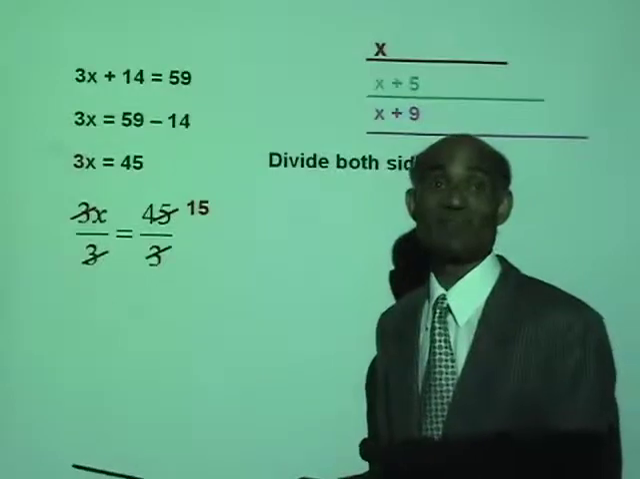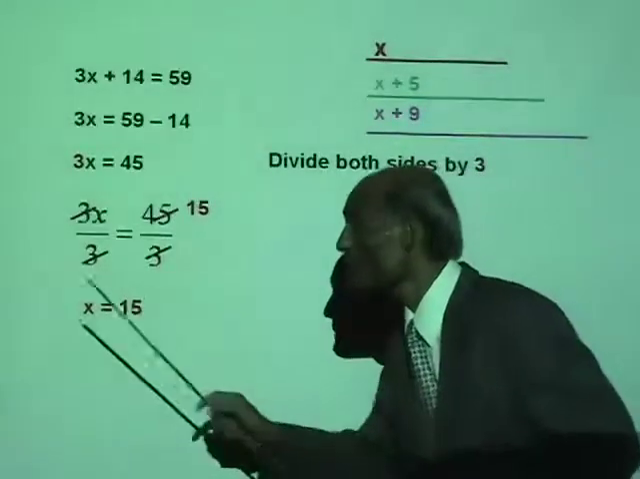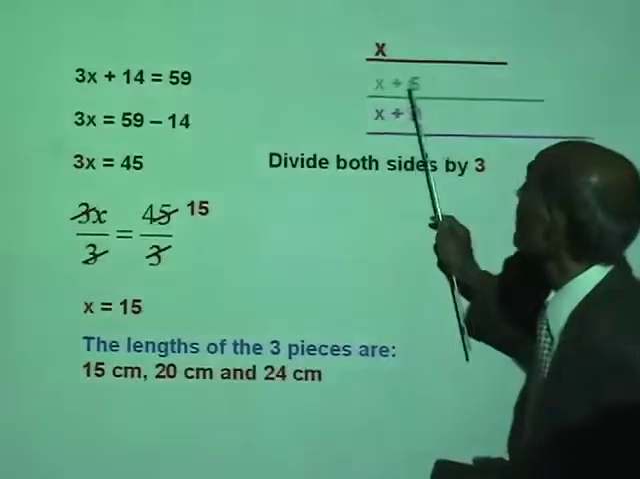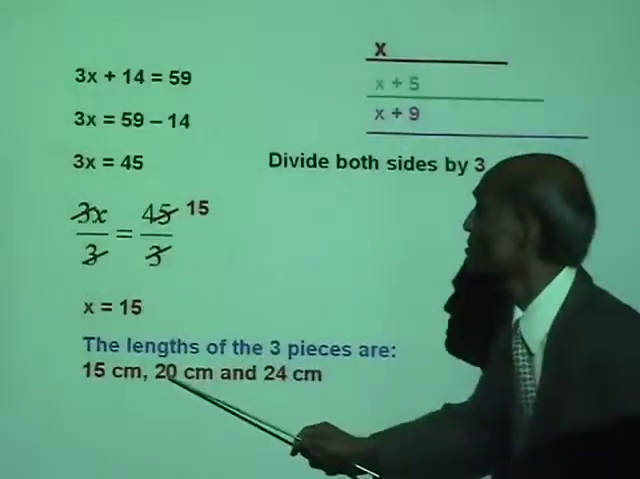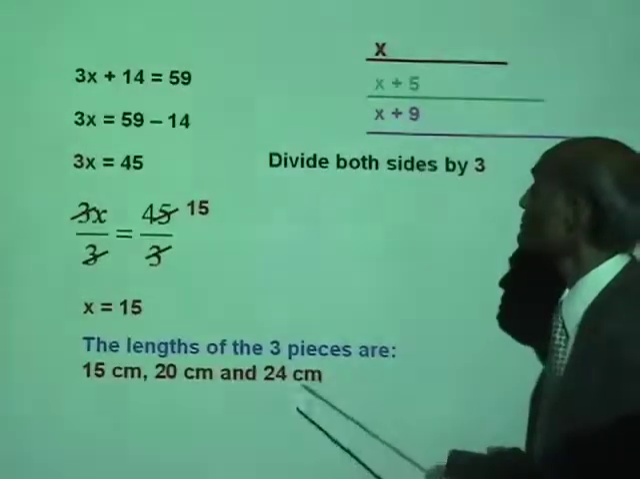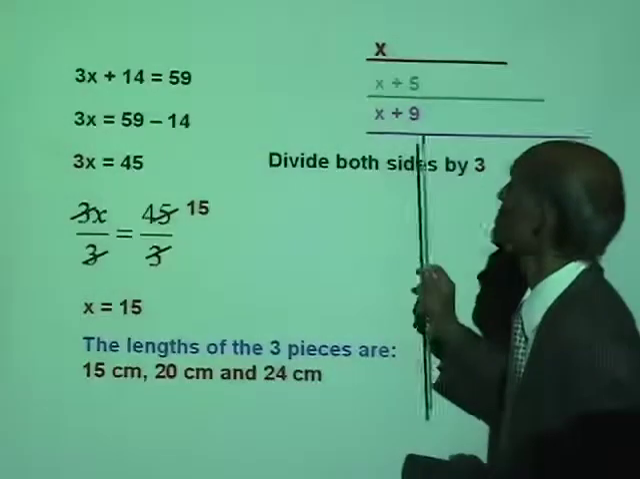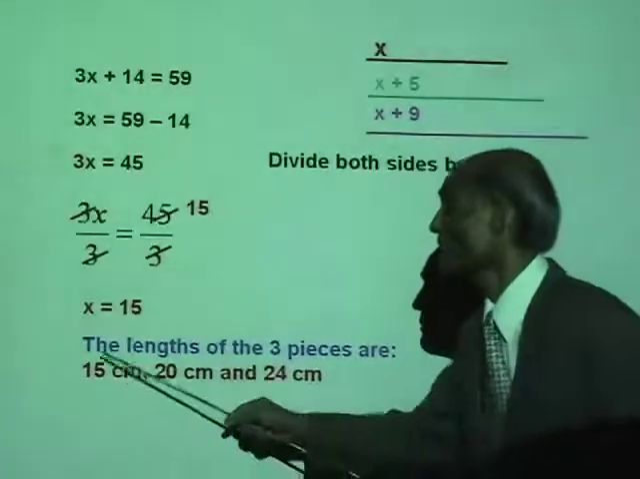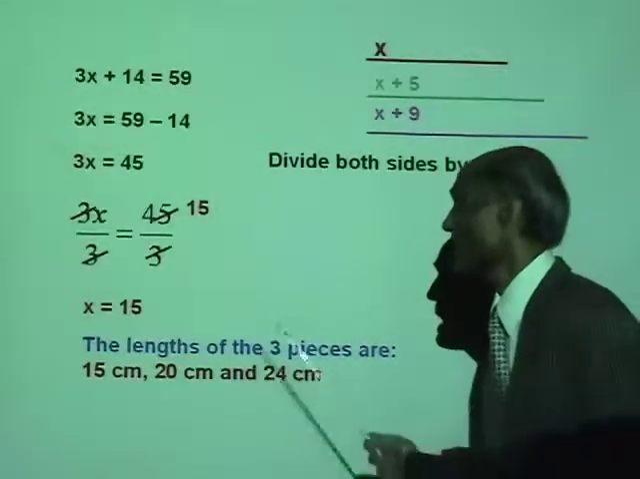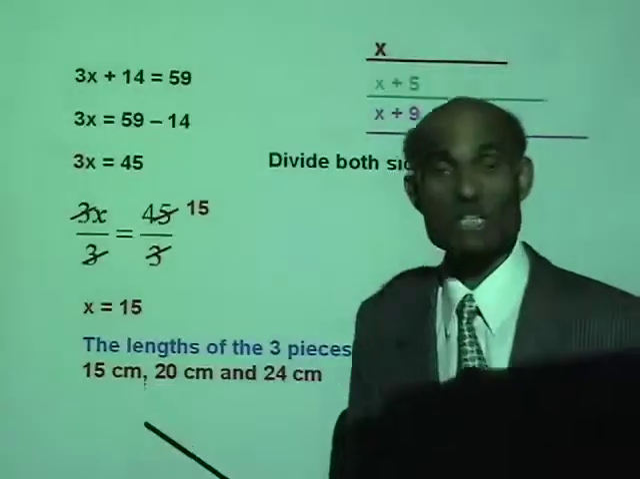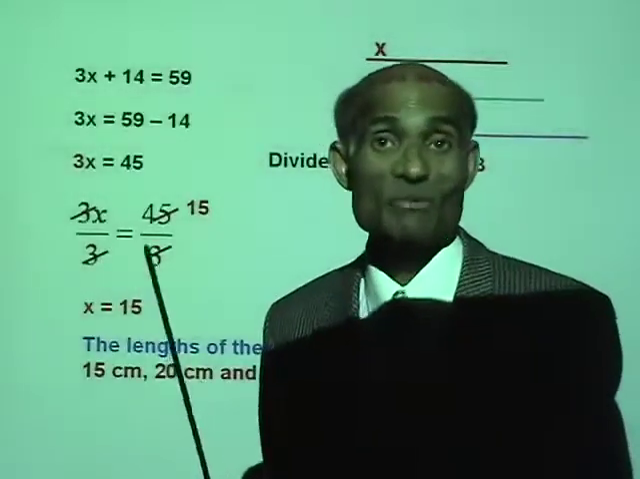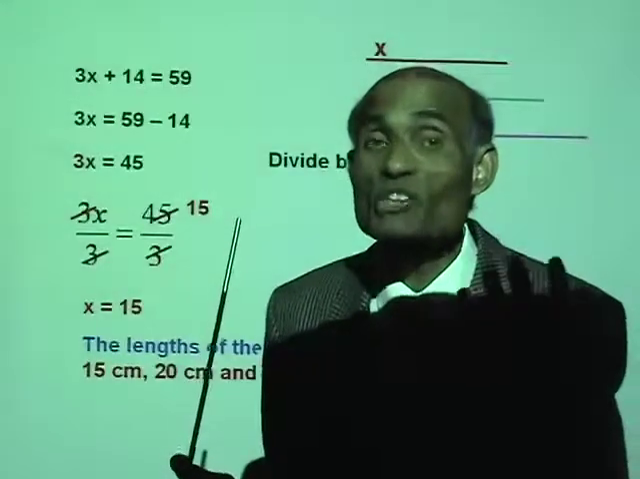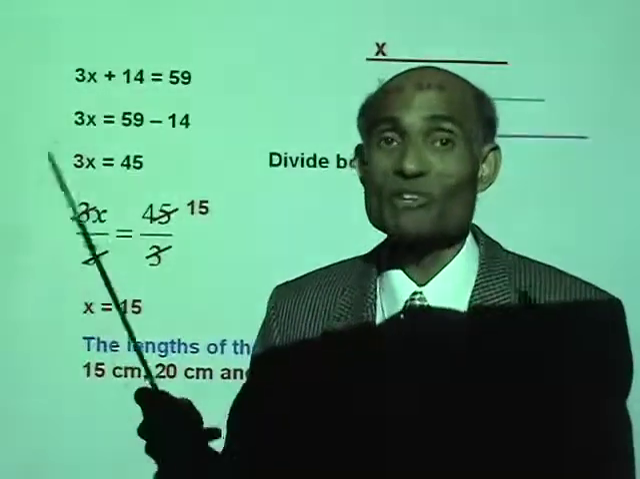It is 15. So, the shortest piece is 15. The middle piece then will be 15 plus 5, 20, and the longest piece will be 15 plus 9, 24. So the three pieces are 15, 20 and 24 centimeter long. Now remember, this kind of problems are very important. I have seen problems like this in the final exam, so you must practice this.